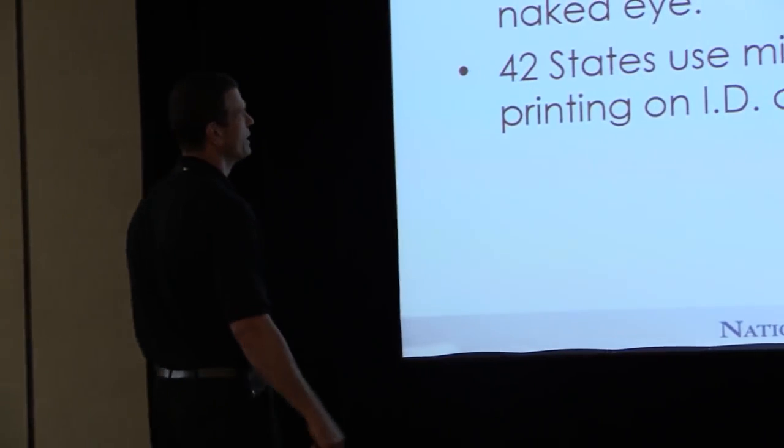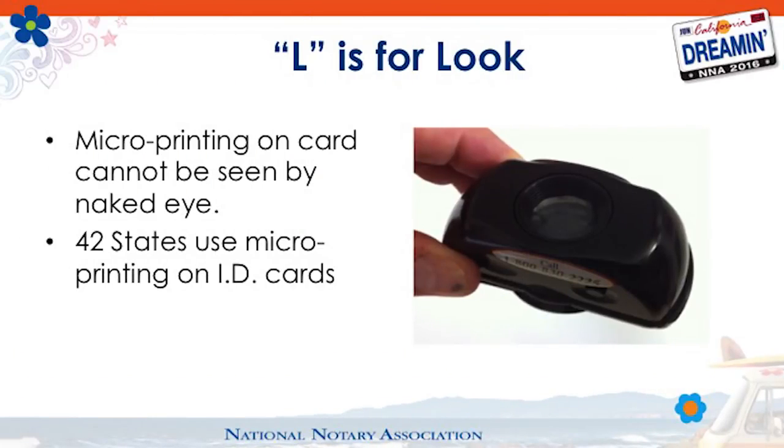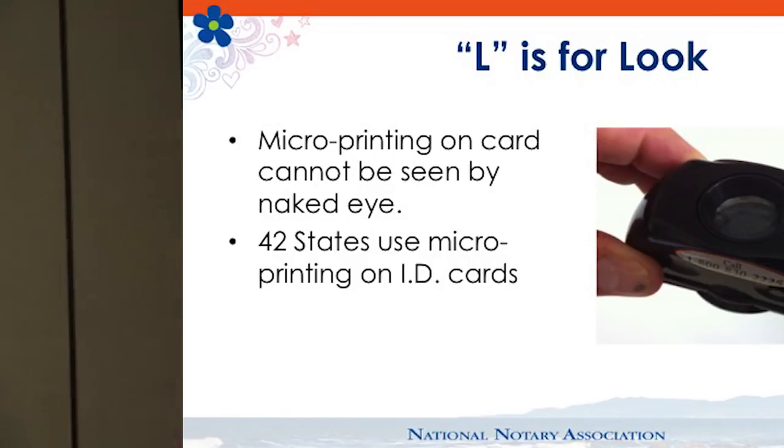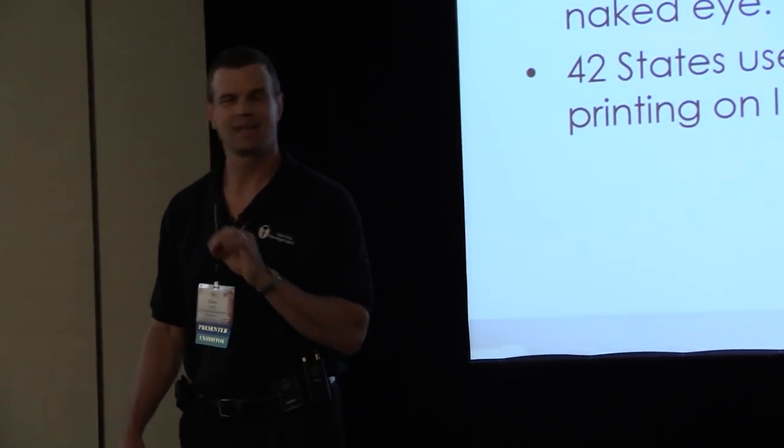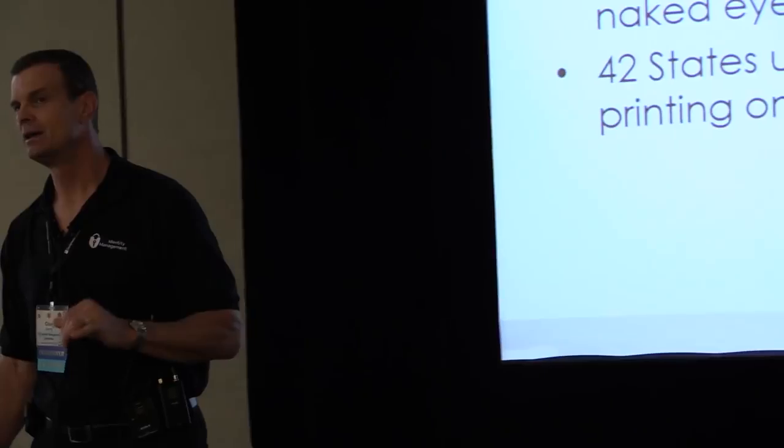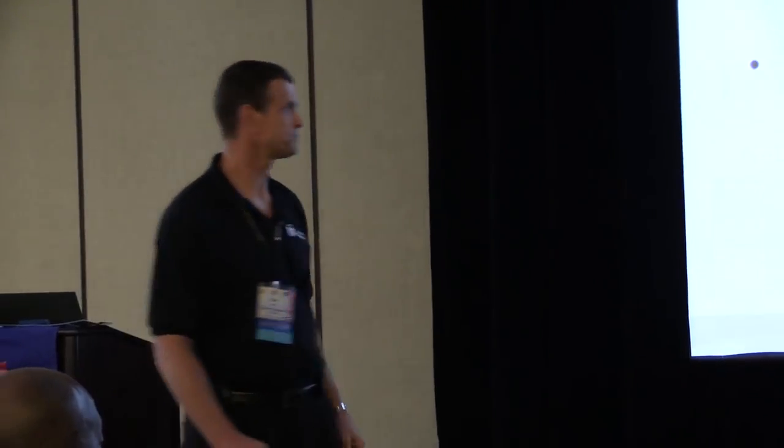Here's microprinting. Microprinting on the card can't be seen by the naked eye, okay? 42 states are using microprint on their driver's licenses. You need a magnification of at least 20 to see microprint. It can't be scanned, it can't be photocopied. I'm just now hearing there are some printers out there that are able to do it. They cost like $4,500, but before that, they couldn't. It's a very expensive machine to do microprint.